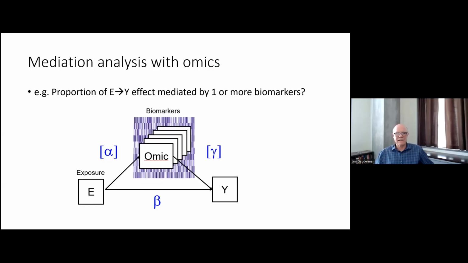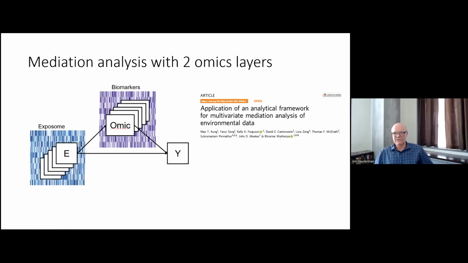I'll talk real quickly here about mediation. Here the goal is to try and see whether exposure is mediated through one or more layers of omics, contrasting and comparing the direct effect with the intermediate effects that we can estimate. There's a nice paper by Max Ong and some of his colleagues that looks at several exposome values and biomarker values.